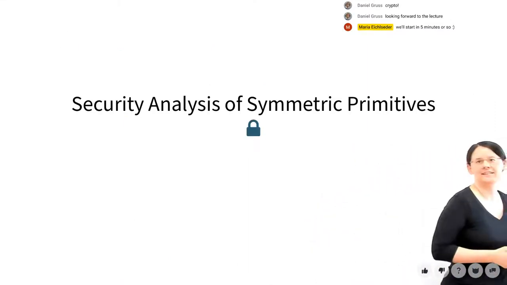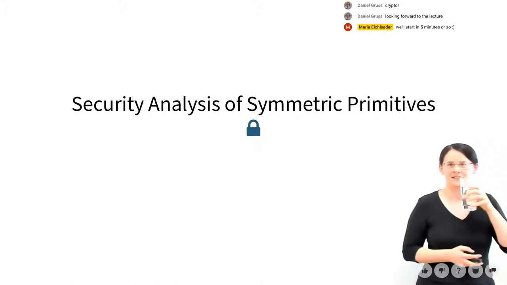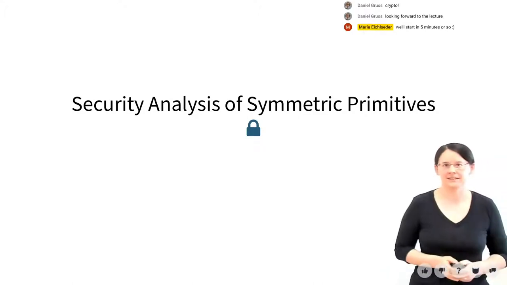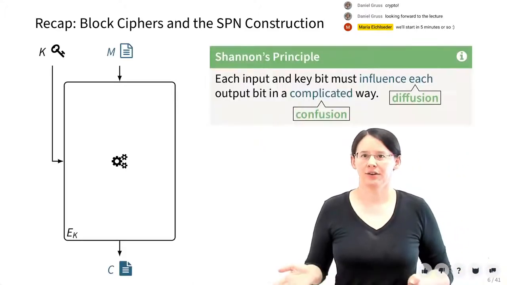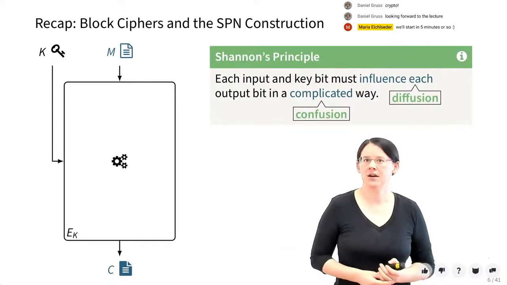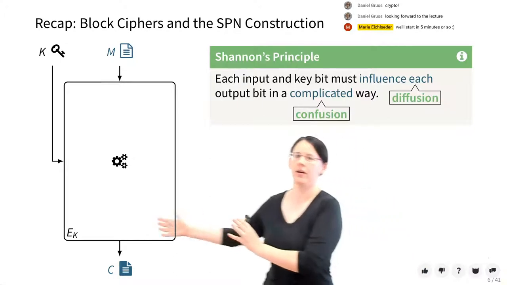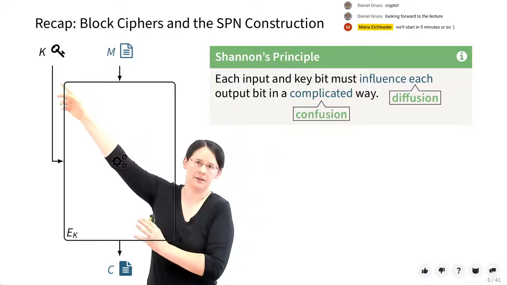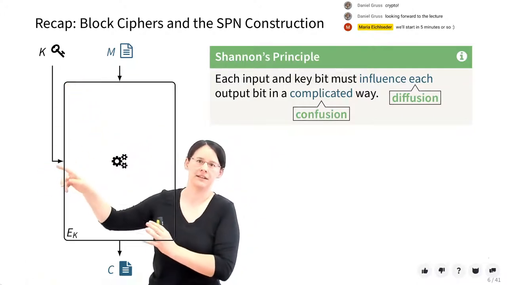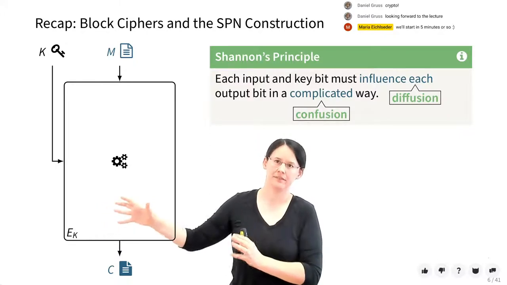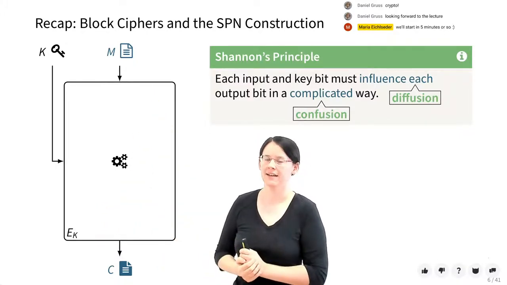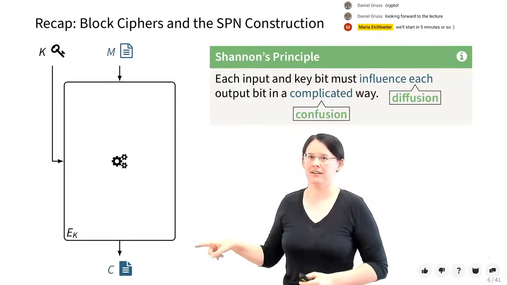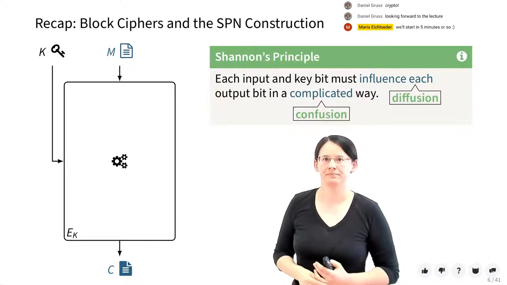So let's look at symmetric cryptographic primitives and how we analyze them, and what we actually mean by analyzing them. So a brief recap, what we're mostly looking at is block ciphers. So block ciphers are simple functions which take an input of a fixed size, a message block, and a key, a secret key. And based on this key, it defines some function that translates each message block to a ciphertext block of the same size in a bijective way. So you can encrypt and you can decrypt using this function.